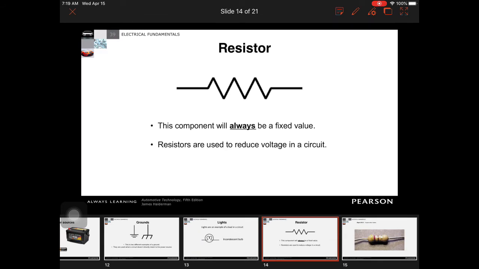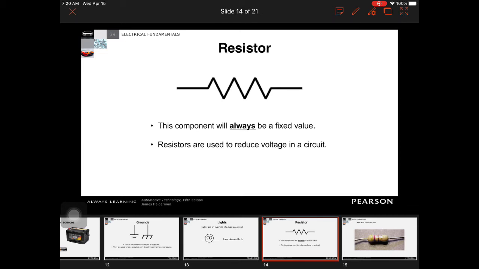The next one we're going to see is a resistor. Anytime you see a little line that all of a sudden becomes jagged and then continues all straight again, that means we have a resistor. This is always going to be a fixed value. Resistors are used to reduce voltage in a circuit, okay?